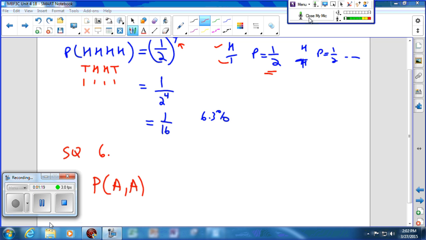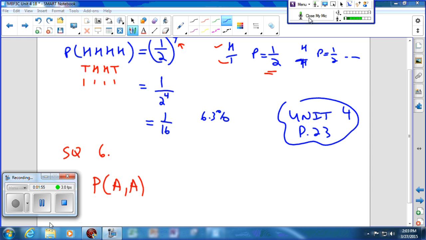But I left you hanging yesterday because we were looking at support question 6. This is on page 23, unit 4.